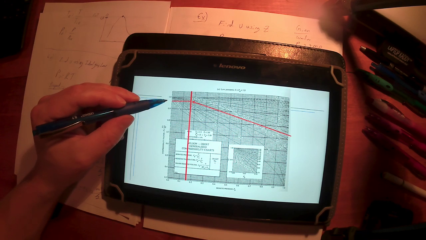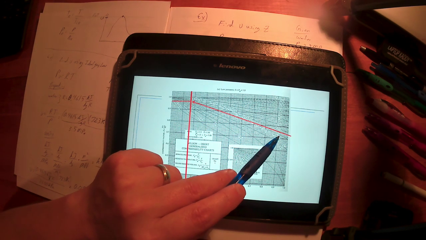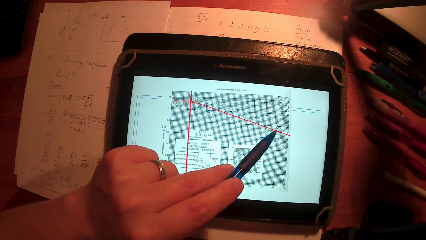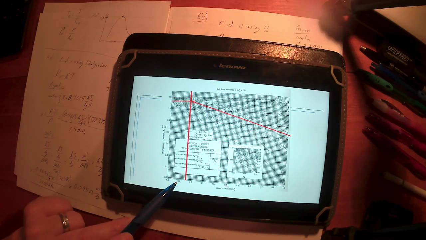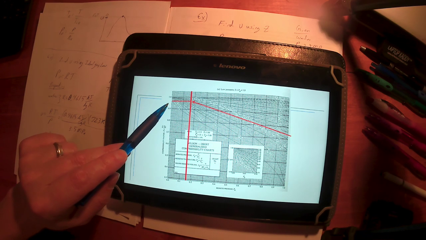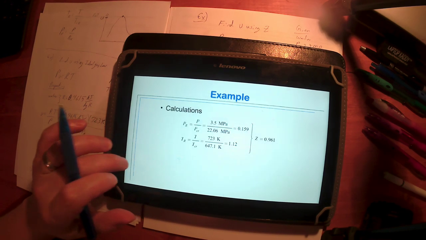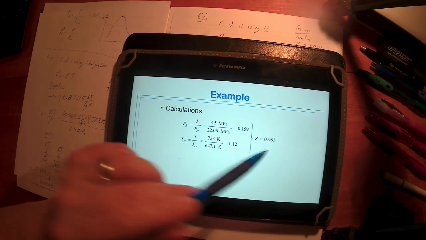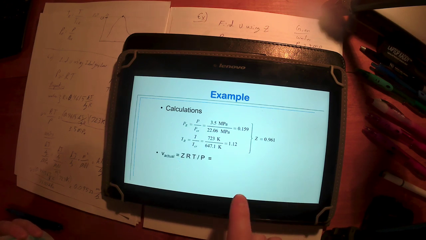You could actually get to 0.96 here if you took the TR, so you got a TR of 1.1 and 1.15, and go up to where they pretty well intersect, and you could plot 0.16 here, come up here, and you could pretty well find a Z value of 0.96. I wouldn't get 0.961. This is the solutions manual using a computer program to get to 0.961. But anyway, what do you do with that?